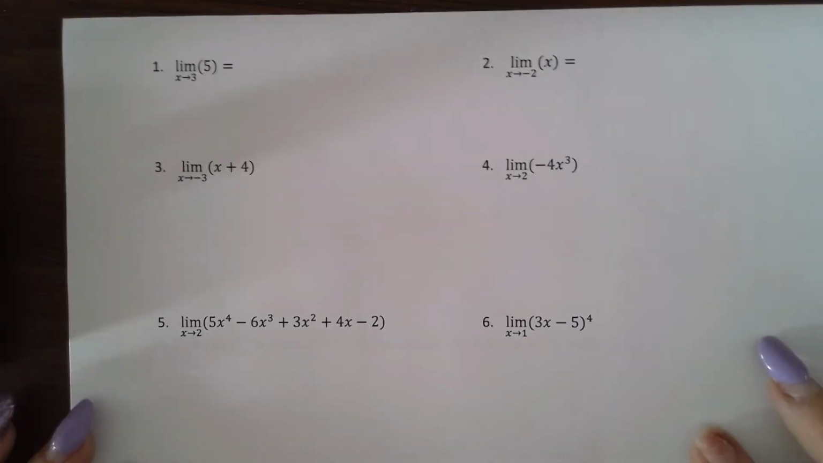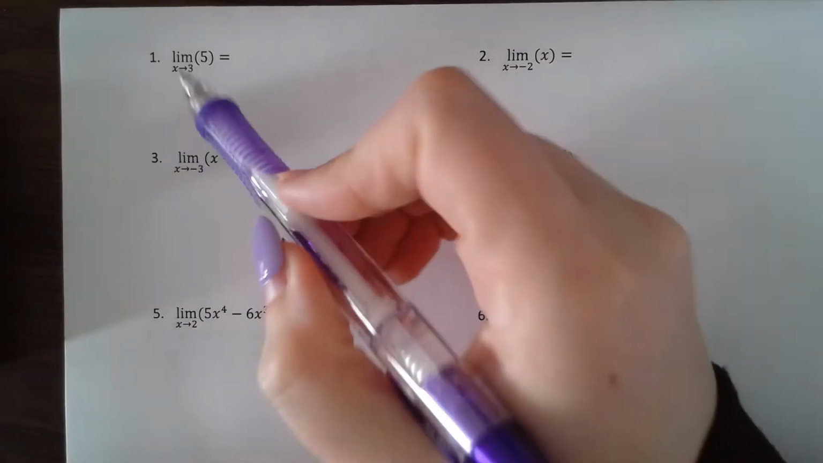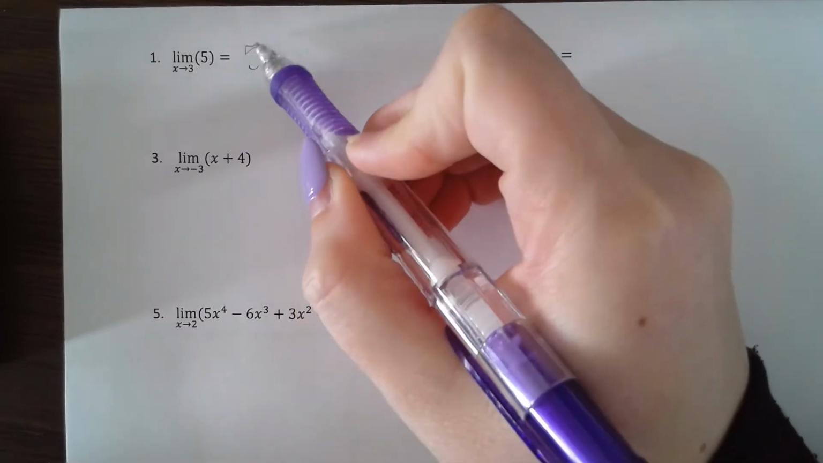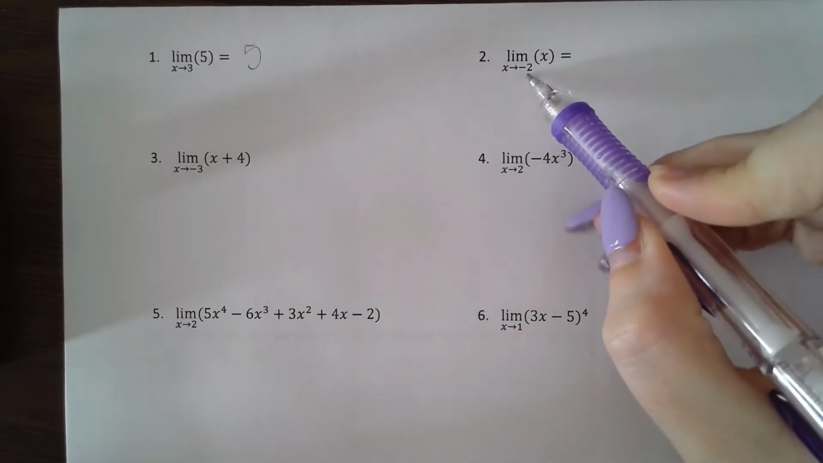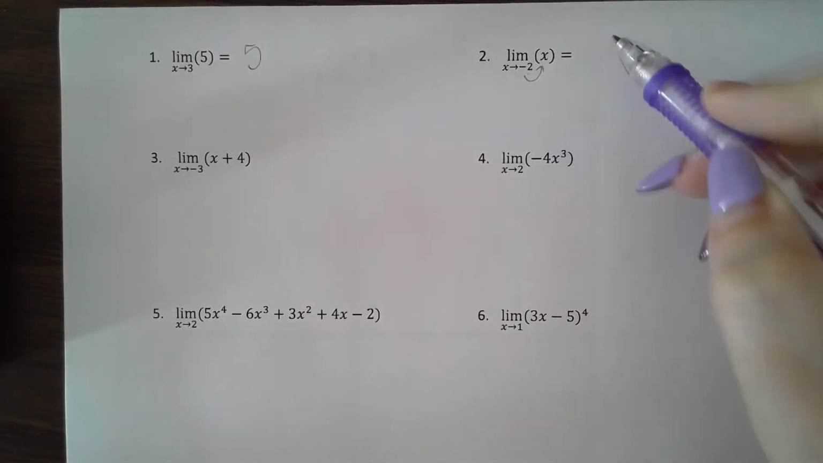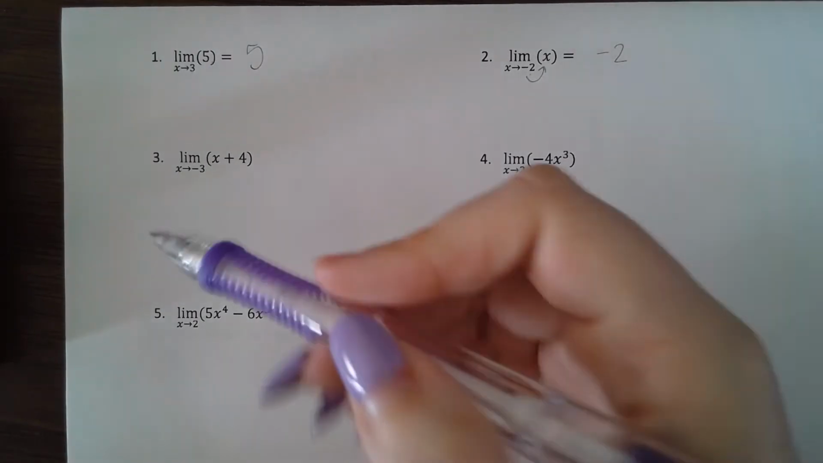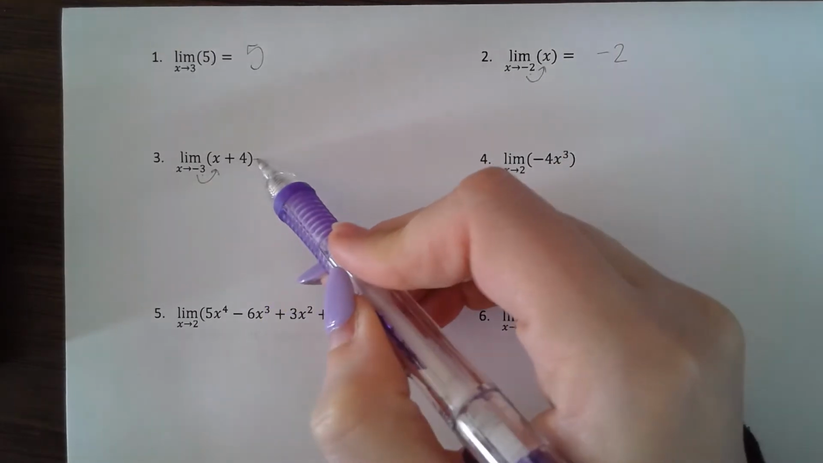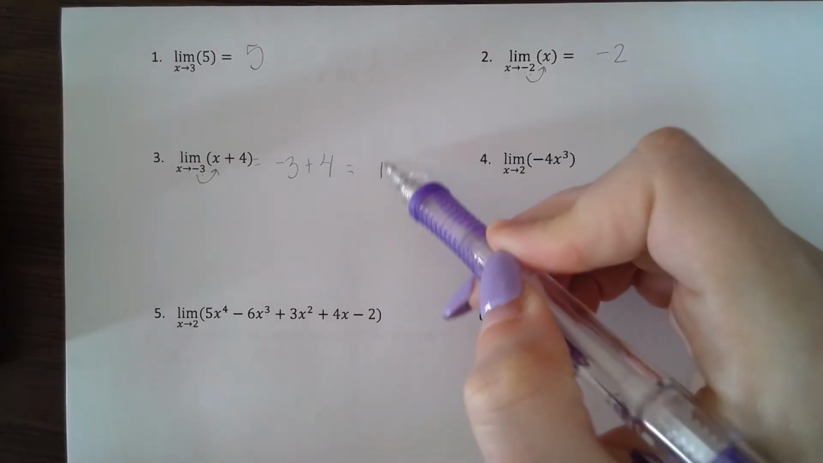So example 1 says, find the limit as x is approaching 3 of 5. Well, I'm going to plug 3 in. Well, there's nowhere to plug it in, so my answer is just 5. Next, as x is approaching negative 2, I'm going to plug that in for x. Well, when I plug that in for x there, I get out negative 2. As x is approaching negative 3, I'm going to plug that negative 3 in for x here, so negative 3 plus 4, which just gives us 1.